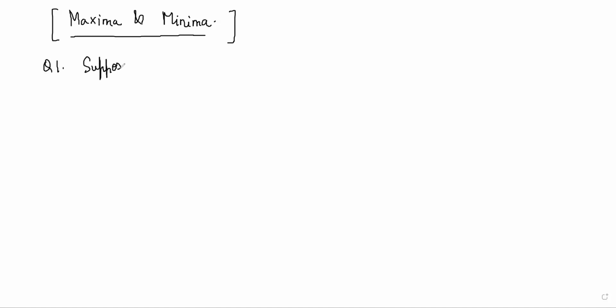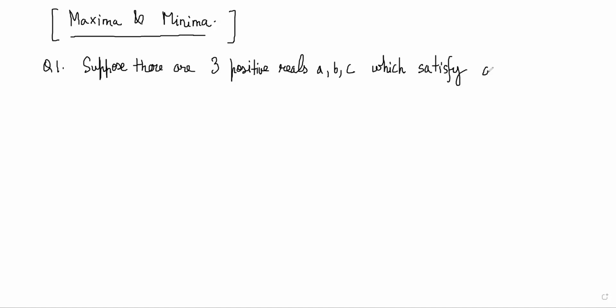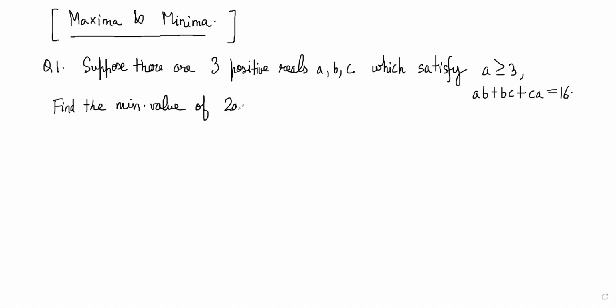Suppose there are three positive reals A, B, and C, which satisfy A is greater than or equal to 3 and AB plus BC plus CA is equal to 16. We want to find the minimum value of 2A plus B plus C.